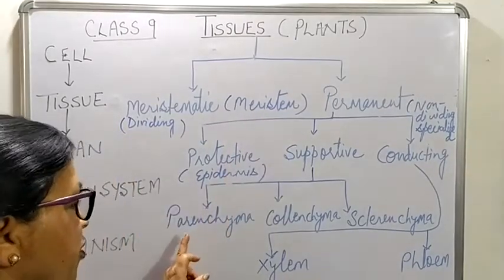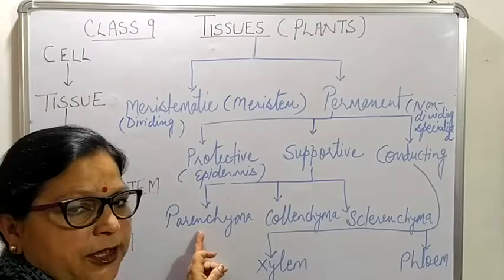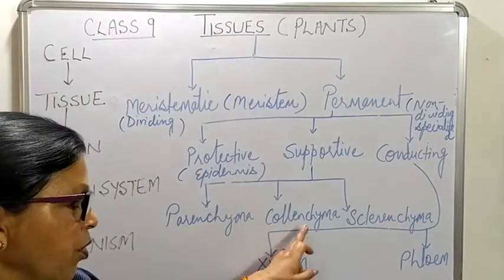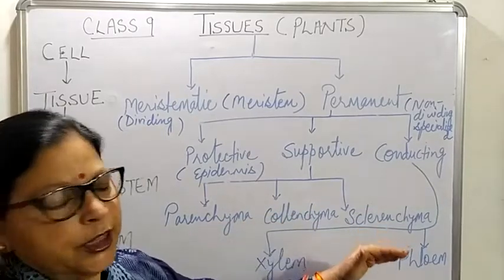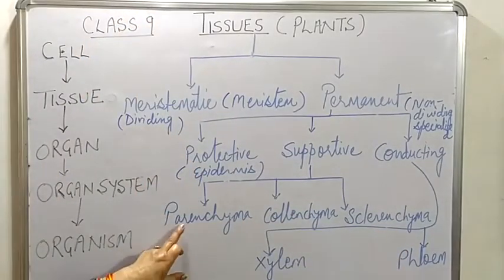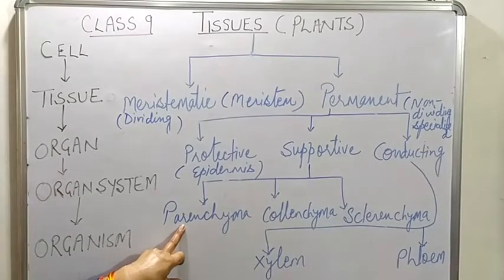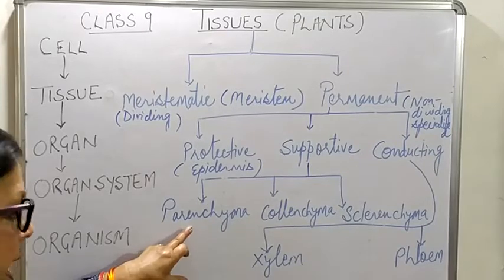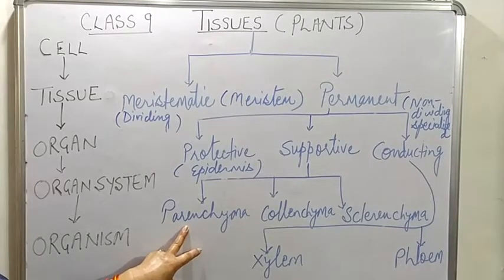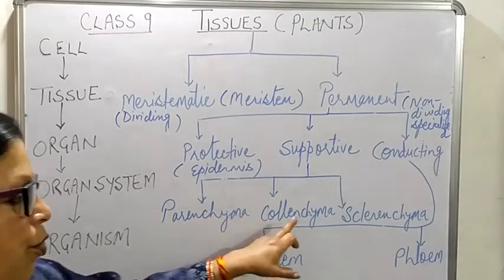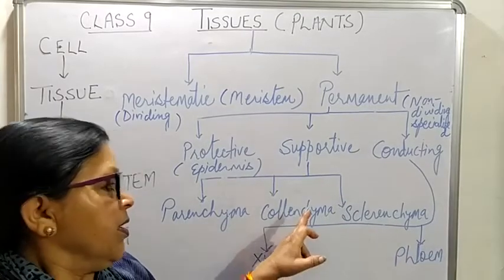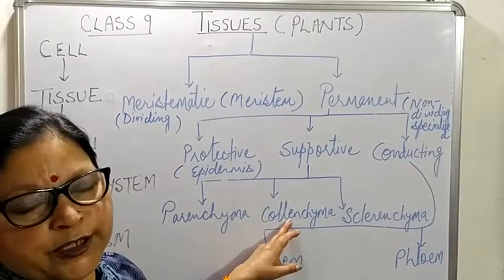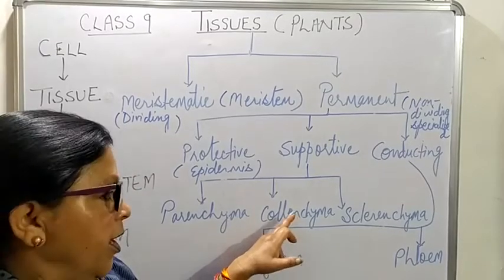Now supportive tissue is of three types. One is parenchyma, second is collenchyma, and third is sclerenchyma. See the basic difference between them. They all are plant tissues. Parenchyma is made up of living cells which have a thin cell wall, and their function is basically to store food. Collenchyma is made up of living cells with thick cell walls, because of the deposition of cellulose, especially in the corners. Cellulose is deposited and the cell walls are thick.